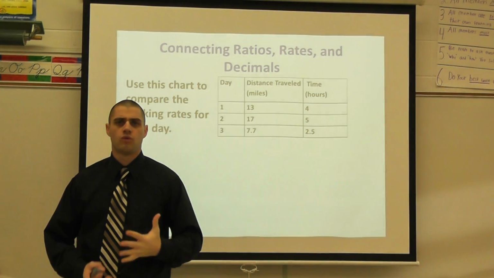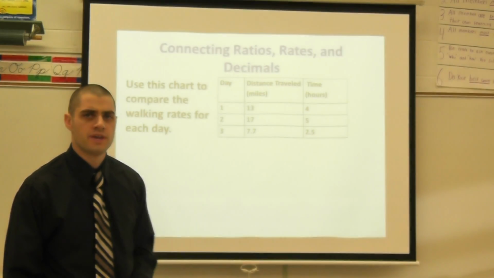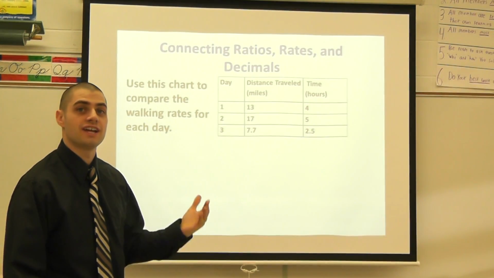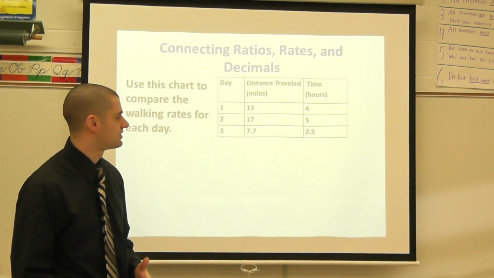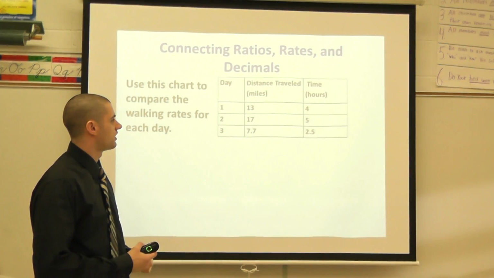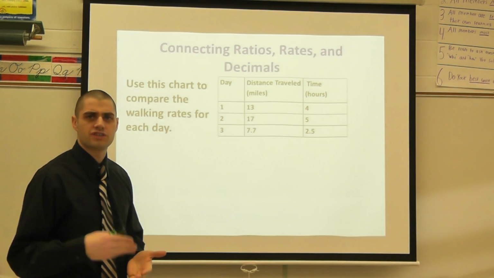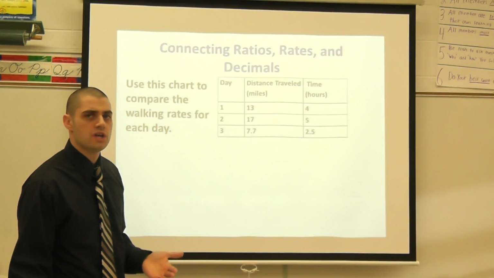So I'm going to ask myself, what am I trying to find in this problem? If I was going to make some conjectures, kind of like an inference in reading that you do, I'm going to make a conjecture from this chart. I'm going to see how many miles Mr. Lehner can walk per hour. So this is significant.